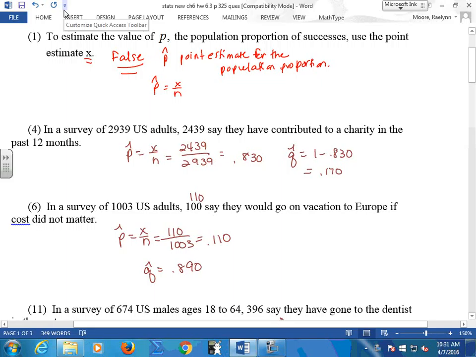Okay, so to estimate the value of P, the population proportion of success, use a point estimate X. Well, note, because we're not using a mean, we need to do X over N, and we need to make this a proportion. Technically you are using your X value, but you're making a proportion. And again, for these, just set up your proportion. Rule of thumb, 3 decimal places.